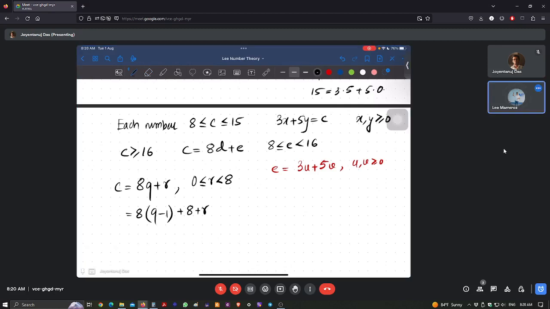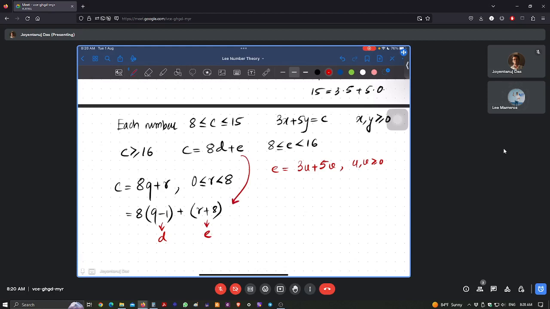Now if I take this quantity r plus 8, this is my d and this is my e in this equation. So now I can say that e lies between 8 and 16, because I have added 8 on both sides. But I also know that d is positive, because c is greater than 16, so q is at least 2. It will start from 2 because it is 2 times 8 plus something. So if I do minus 1, it is still positive. That is what we are using here.